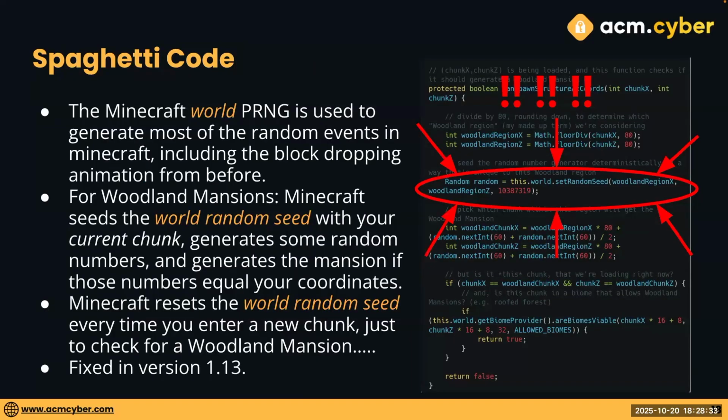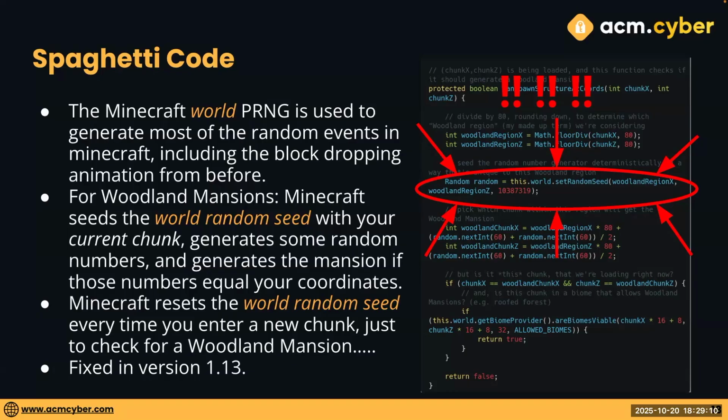So the way that they implement this is that they use the world PRNG to generate the random events in Minecraft. Like for example, when the block drops from the tree, like all the random animations that happen, they use this thing called the world PRNG. But when deciding to generate woodland mansions, they will reseed the world PRNG with their current chunk just because of the way the algorithm works. And then it'll generate the mansion if the numbers that the RNG generates equals your coordinates.